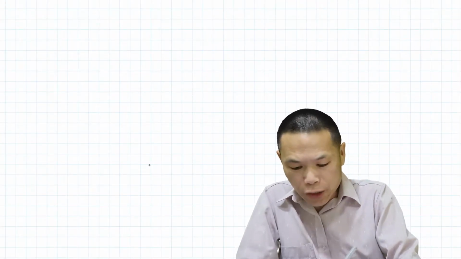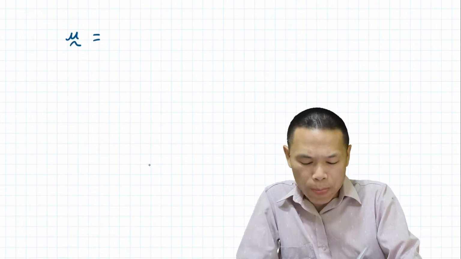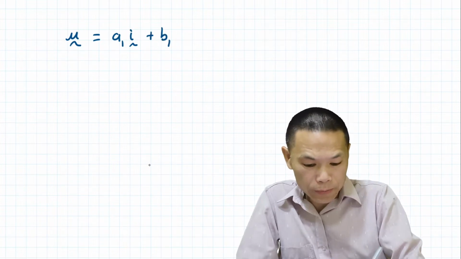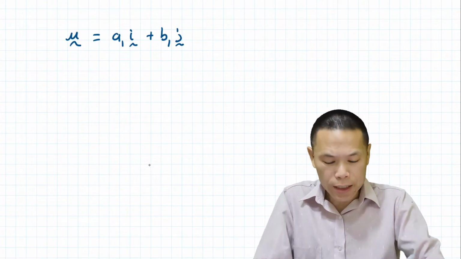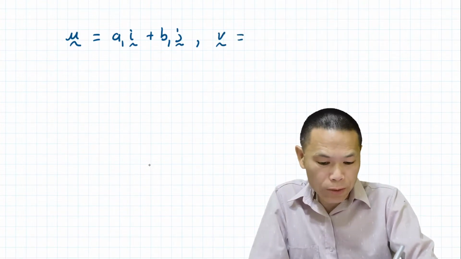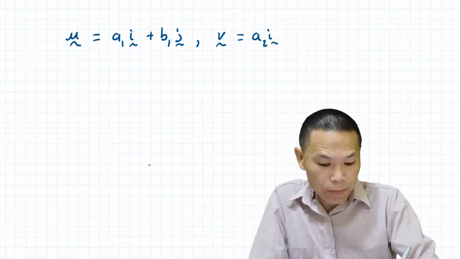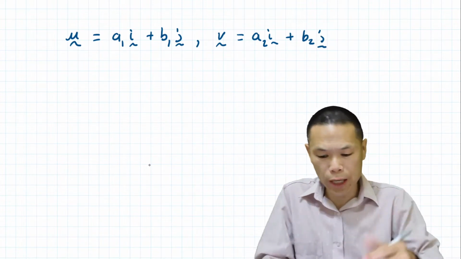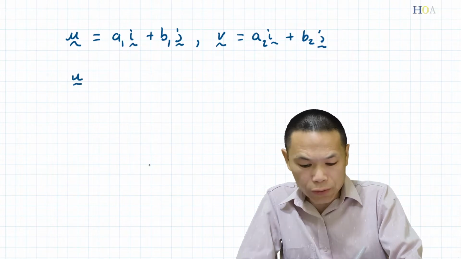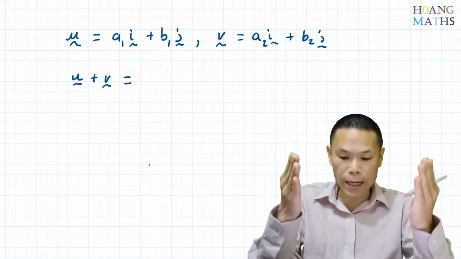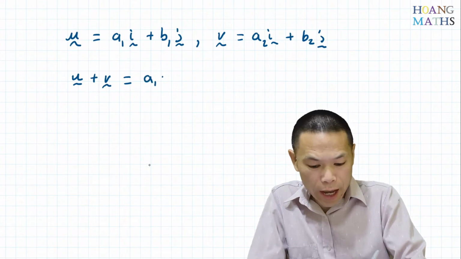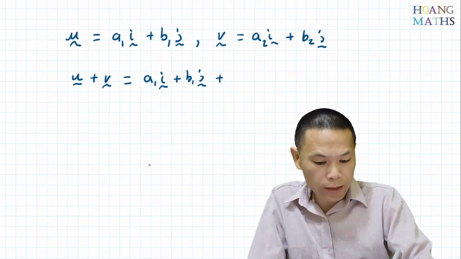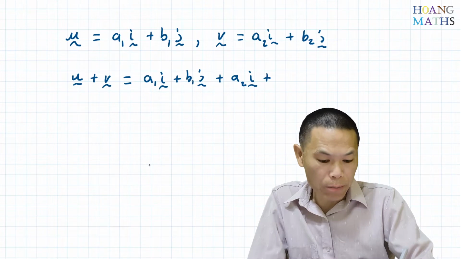That is vector u equal to a1 i plus b1 j, and then another vector v equal to a2 i plus b2 j. So let's say we add v and u together. So u plus v. This means that we're just going to add a1 i plus b1 j. We add a2 i and then we add b2 j.